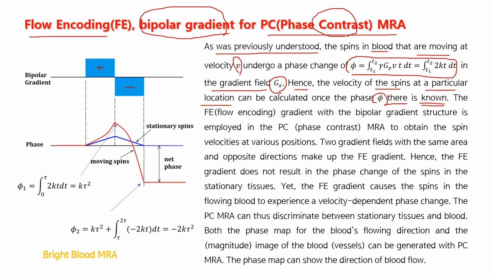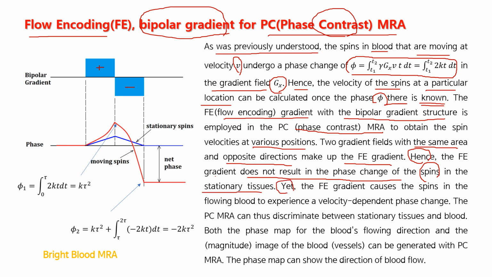The flow encoding gradient with bipolar gradient structure is employed in the phase contrast MRA to obtain the spin velocities at various positions. Two gradient fields with the same area and opposite directions make up the flow encoding gradient. Hence, the flow encoding gradient does not result in a phase change of the spins in the stationary tissue.